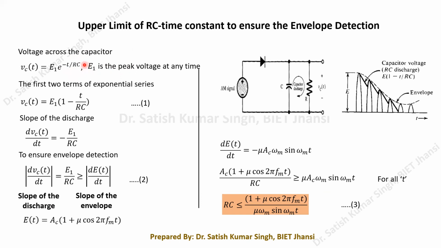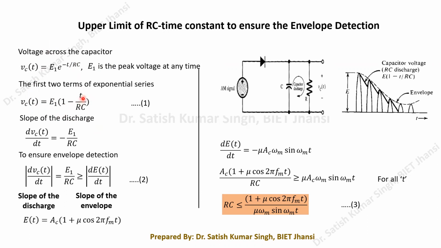Whenever x is very small in e to the power minus x, we can neglect the higher order terms, because all the higher order terms become negligibly small as compared to the first two terms. So we will just keep the first two terms of the Taylor expansion series. We get the expression VC(t) equals E1 (1 minus t upon RC).